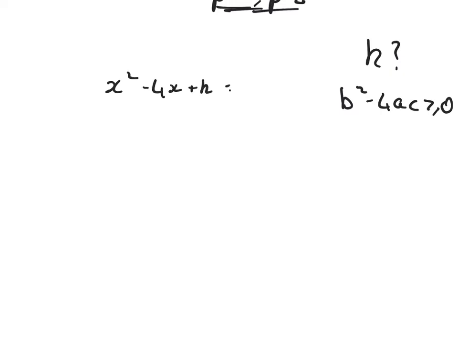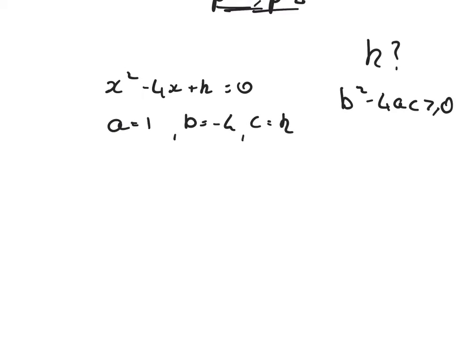Okay, so next question. For what value of k does each equation have real roots? So the condition for real roots is that the discriminant is greater than or equal to 0. Okay, so the first one, we've got x squared minus 4x plus k is equal to 0. So a is equal to 1, b is equal to minus 4, and c is equal to k.